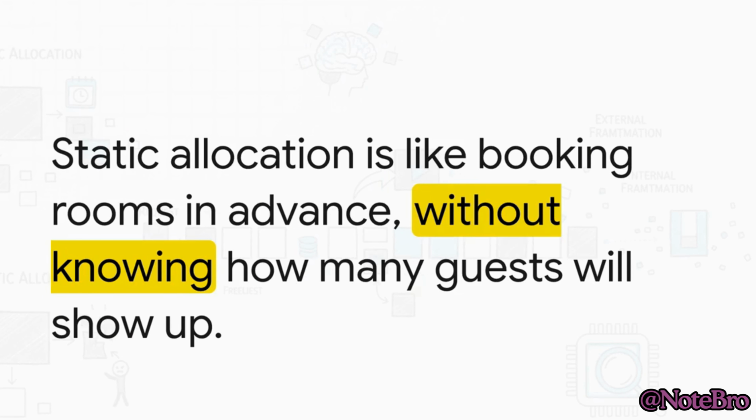Let's think of it this way. It's kind of like you're managing a hotel. The static way is like booking 100 rooms for a big conference months ahead of time. Now, if only 50 people show up, you've wasted a ton of money on empty rooms. But what if 150 people show up? Whoops, you're out of luck. That's the exact problem with static allocation.